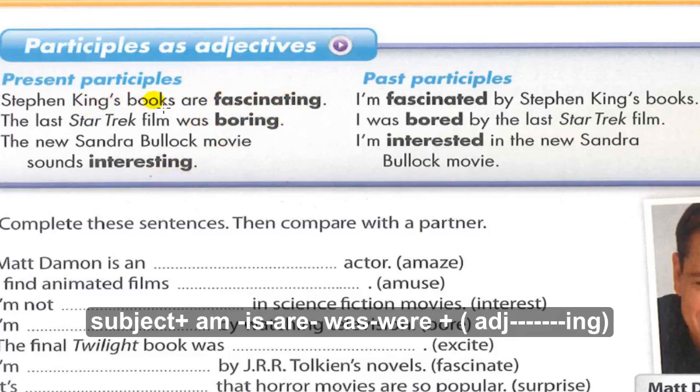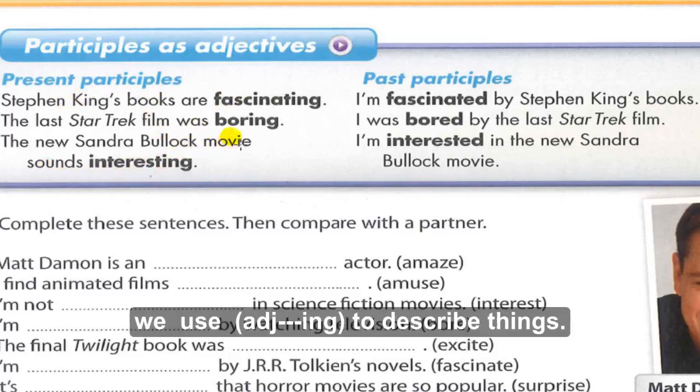Here, first example, books. Books are fascinating. The film was boring. The movie is interesting. We describe things here: book, film, movie. To describe something, we use verb plus ing.